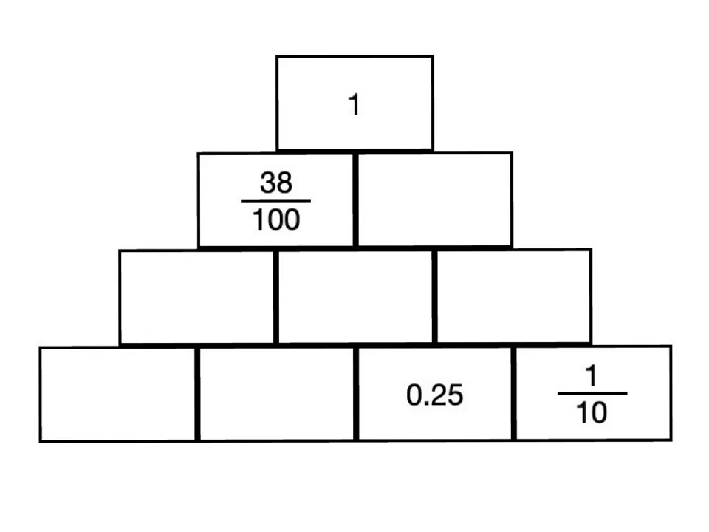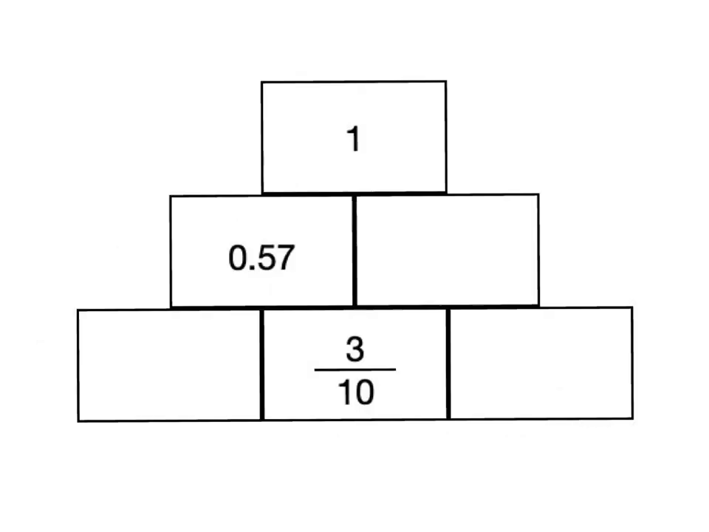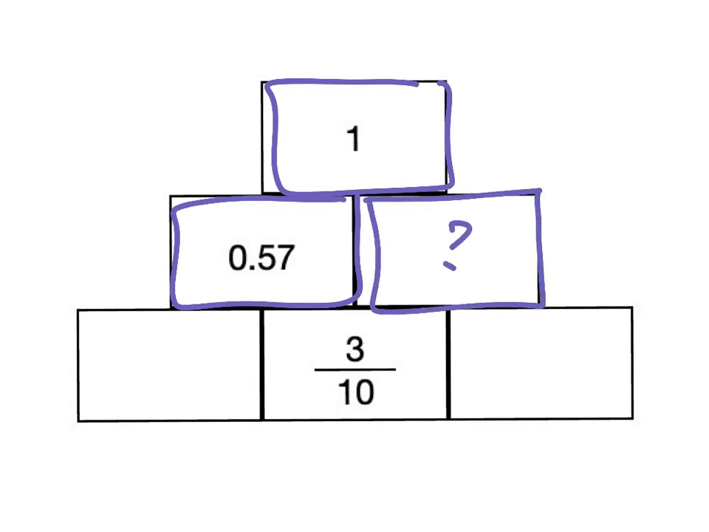Hey, so in today's problem, we've got a pyramid, and every box in the pyramid is equivalent to the two boxes below it. So let me show you what I mean by that. All right, this is a separate example, but let's take a look. I know that the top box equals 1. So this box plus this one, which we don't know the value of yet, are going to equal 1. So I can think of this as 57 hundredths plus something equals 1.